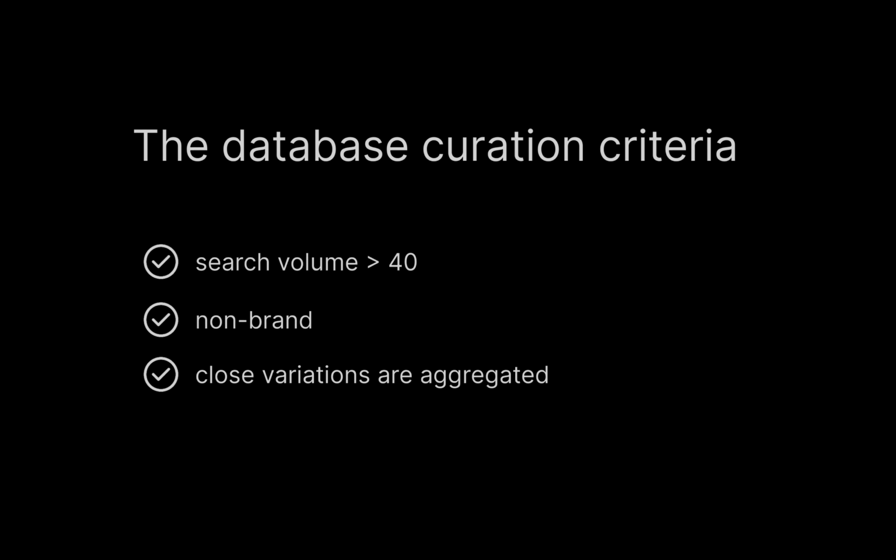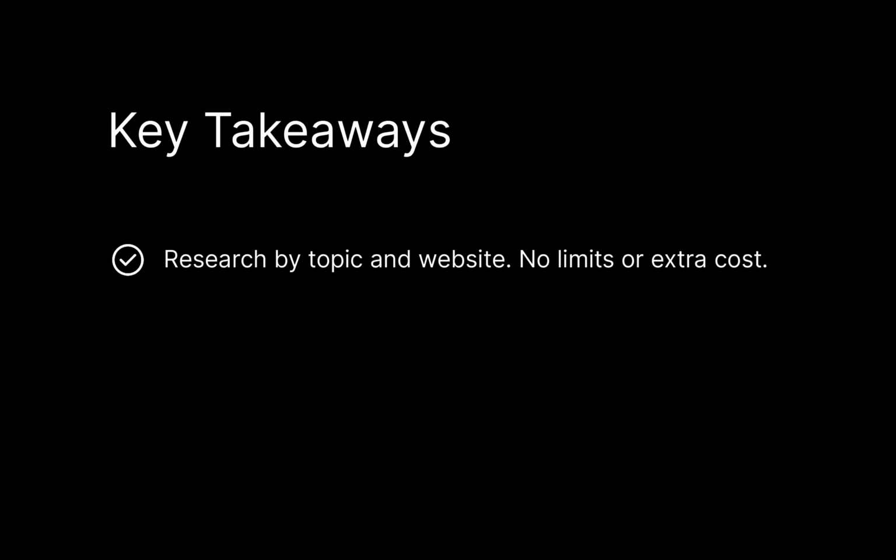But we clean the data first by curating the keywords through a set of criteria meant to fetch only those worth analyzing. More specifically, you get a list of keywords with search volumes higher than 40 that are non-brand, because for navigational keywords, most of the clicks go on the first result, which is always the specific website users are looking for. So there's no SEO opportunity for anyone else there. And we also group close variations under the main keyword to aggregate their search volumes and help you avoid being misled by duplicates.